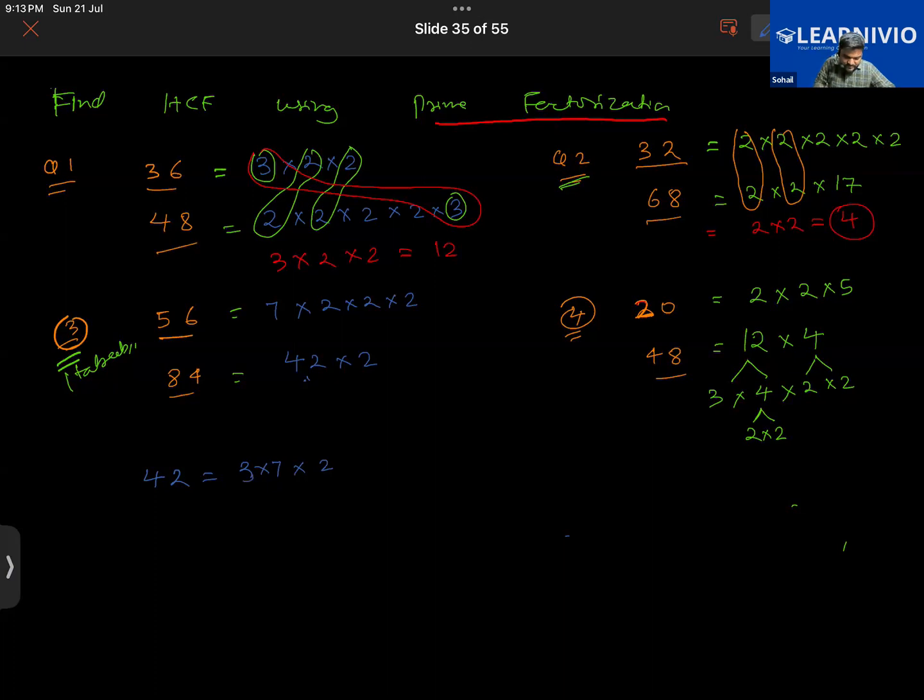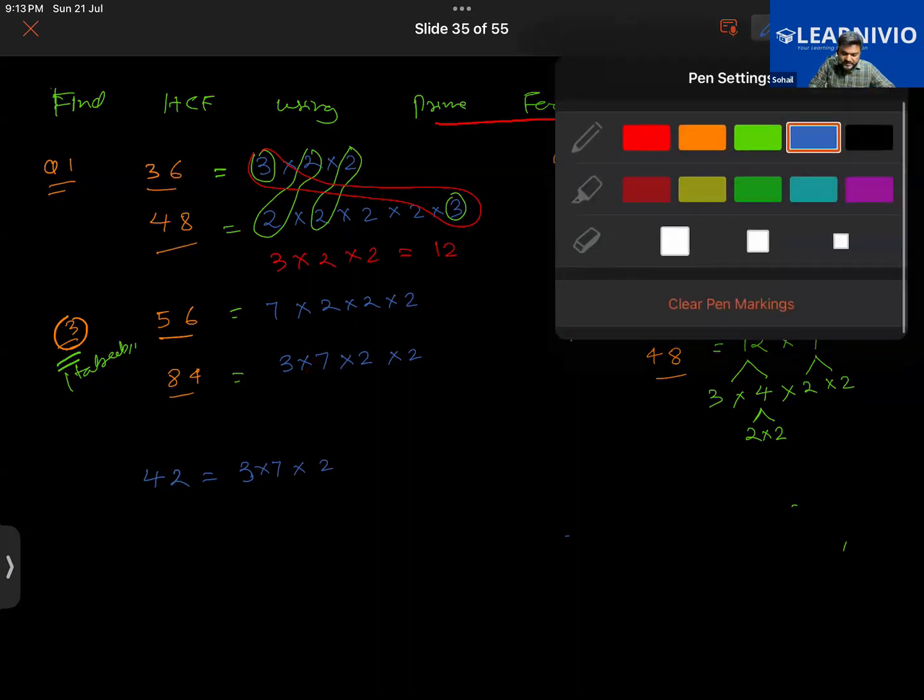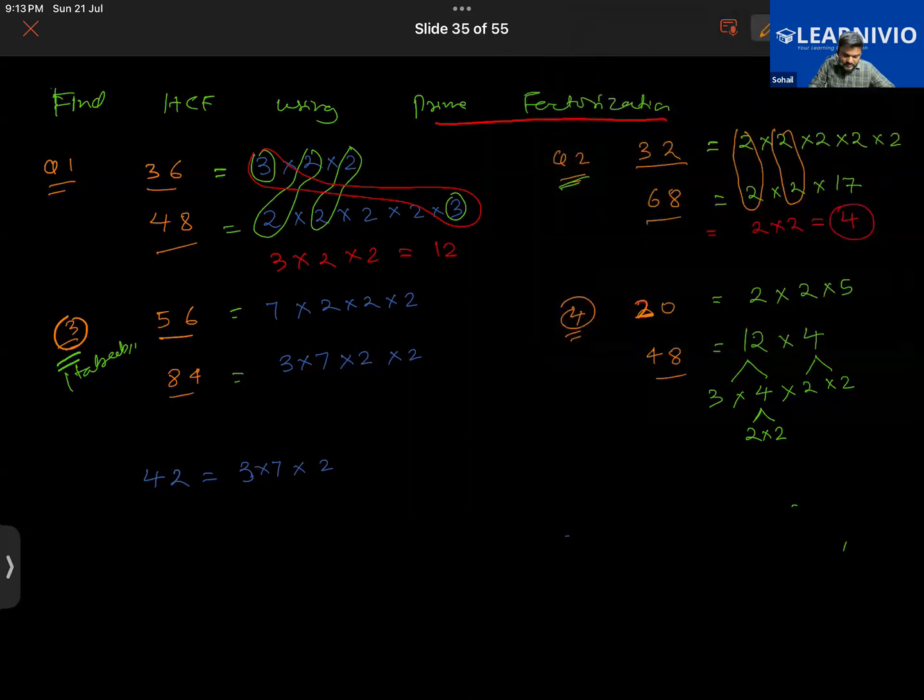So 3 times 7 is 21, and 21 twos are 42. Therefore I can write the number 42 as 3 times 7 times 2, and there was a 2 which we have written before. So did you write this number? Please let me know. Yes. Good then. So let us find out what answer we would be getting.